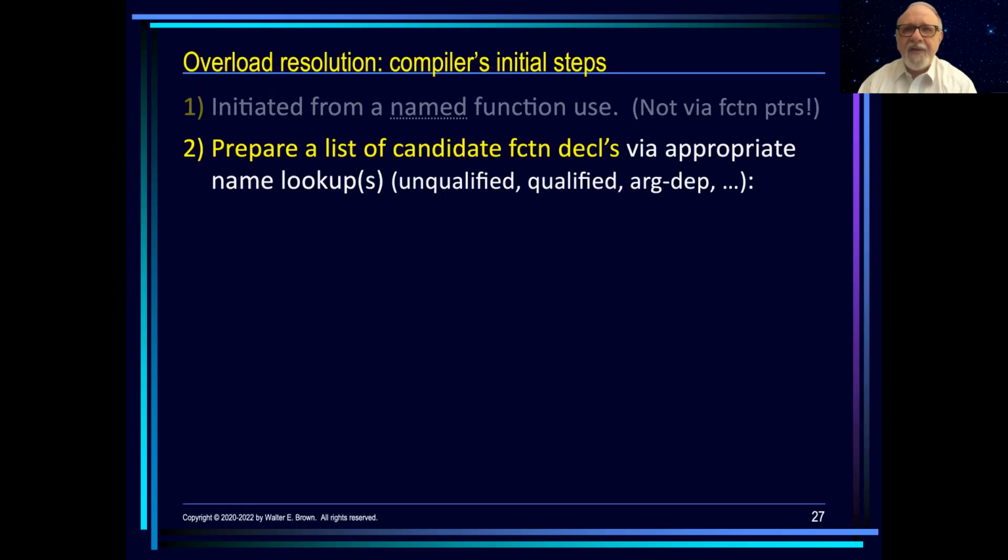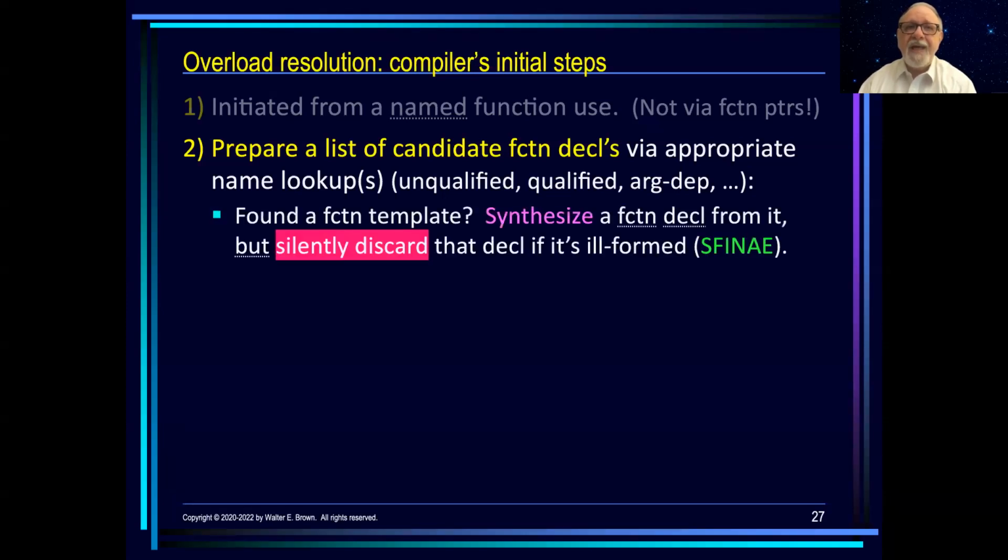Along the way, a couple of interesting things could happen. For example, name lookup might have found a function template. Well, a function template does not declare a function. It declares a template. But the compiler knows how to use that template to synthesize a function declaration from it. If that synthesized function declaration happened to be ill-formed, it would just be discarded. It would never go into the candidate list. Silently, it's not an error.